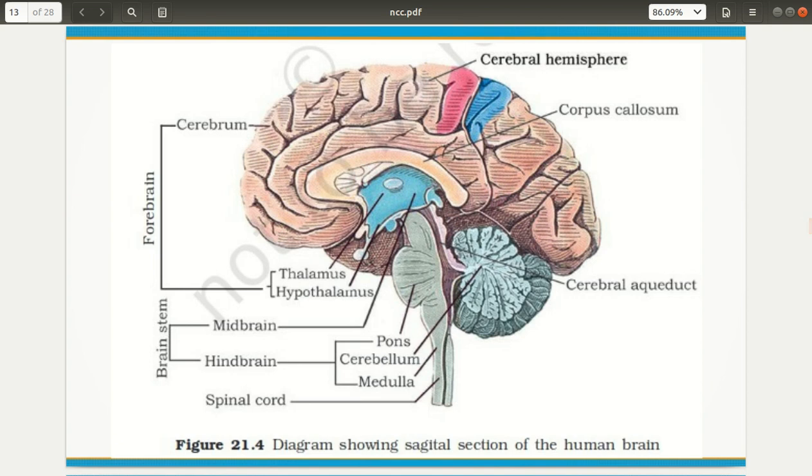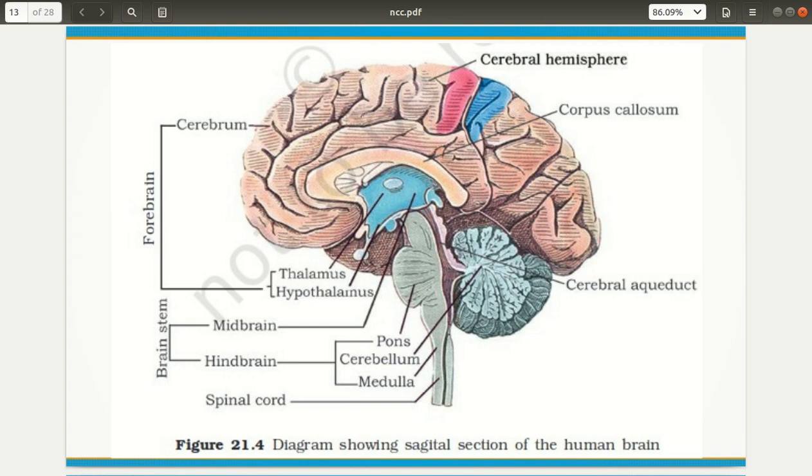So you can see the typical structure of the brain, the cerebral hemisphere. You can notice the corpus callosum, cerebral aqueduct. Then you notice the pons, cerebellum and medulla, which we call the hindbrain. The midbrain and hindbrain together we call the brainstem. So there is a thalamus and below that you can notice the hypothalamus. The cerebrum, thalamus and hypothalamus together we call the forebrain.